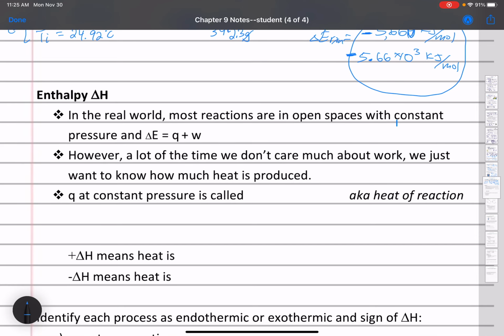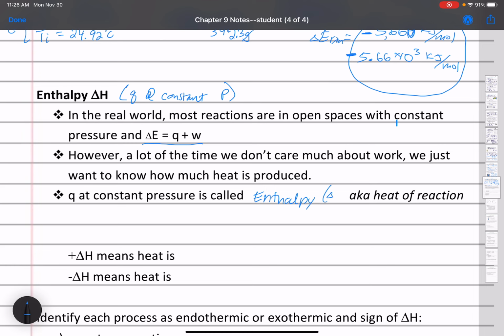We can use coffee cup calorimetry to figure out enthalpy. Remember, enthalpy is just heat at constant pressure. All right, so since in the real world a lot of reactions occur in open spaces and not closed spaces like in a bomb calorimeter, energy of a reaction is the heat plus the work. So since we don't always care about the work, since it's usually a small part of the energy from a chemical reaction, we just want to measure the heat.